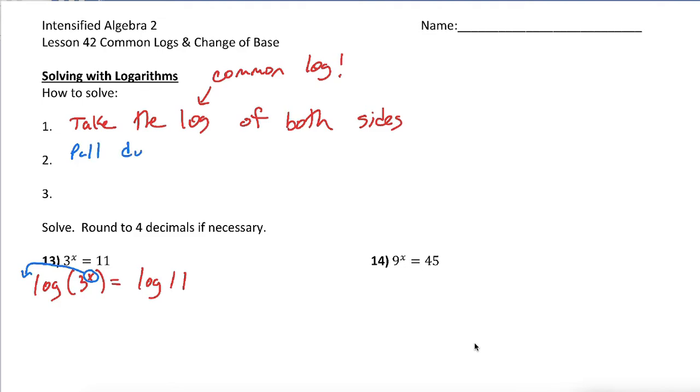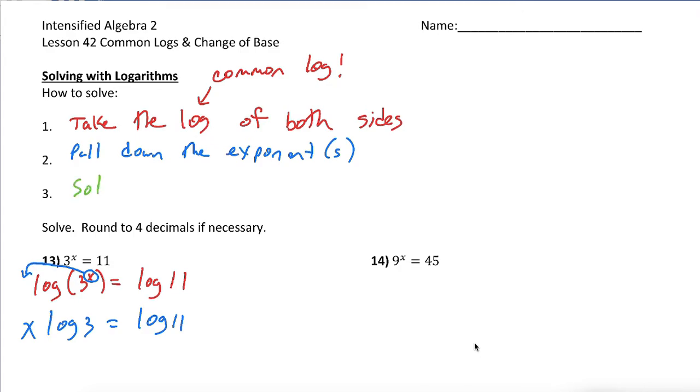Pull down the exponents. And pull down is not a very mathy term. Sometimes there'll be more than one to pull down. So in this case, we'll pull that x in front. So it's x times the log of 3 equals the log of 11. And what we've done is solved the problem of having a variable stuck in an exponent. Well, we've got it unstuck. It's now out of the exponent, and we can solve using whatever normal method of solving we have in front of us. In this case, it's a super easy method of solving.